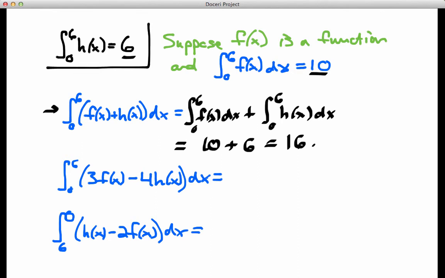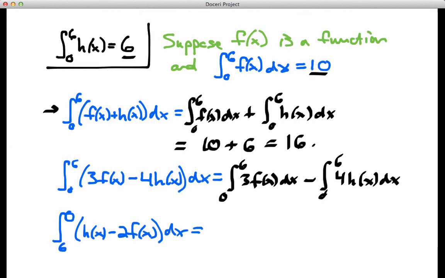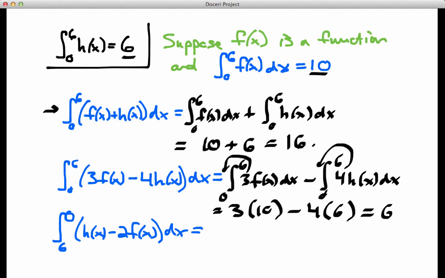In the next one, we're going to combine some of these rules together. What's the integral from 0 to 6 of 3 times f of x minus 4 times h of x? Well, we can do a couple of steps here. I can split this up into two integrals, 0 to 6 of 3 f of x dx, minus 0 to 6 of 4 h of x dx. Just as I can split up by a sum, I can also split up by a difference. And now I have constant multiples, so I can pull the 3 out in front and the 4 out in front. So this is 3 times the integral of f of x dx, which is 10, minus 4 times the integral of h of x from 0 to 6, which is 6. So that comes out to be 30 minus 24, and that is equal to 6.